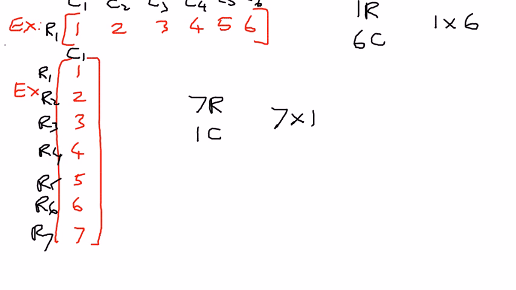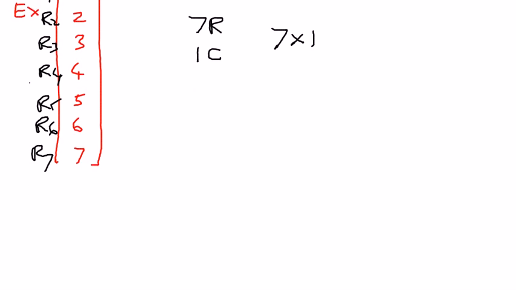So we want to make sure the number of rows comes first, and then the number of columns comes second. So depending upon the number of rows and number of columns, we determine the size of the matrix.